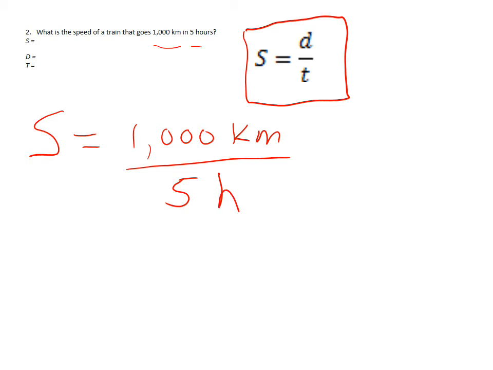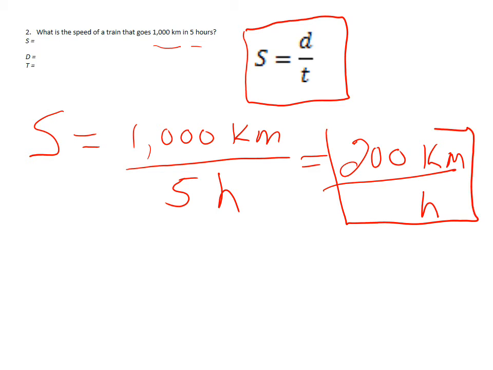Now, you could, in this problem, change kilometers to meters and hours to seconds, but you know what, I'm just going to leave it as is, because trains move pretty fast. So kilometers per hour would make sense. So mathematically, when you take 1,000 divided by 5, you get 200. And the units, of course, we're just going to keep kilometers per hour. And then the answer in a box.